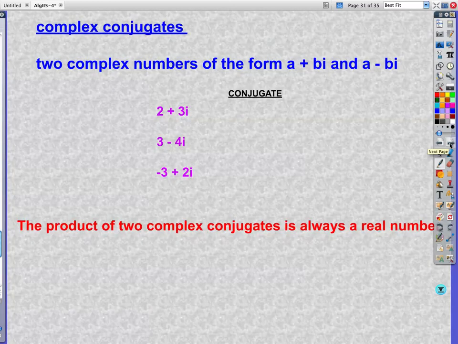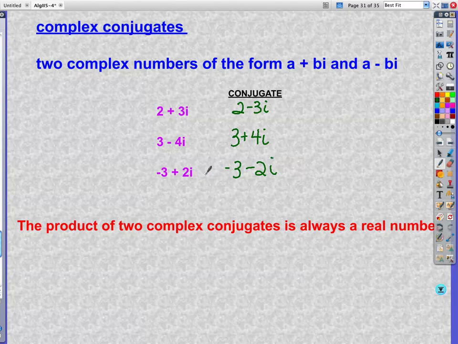Okay, complex conjugates. Two complex numbers of the form a plus bi and a minus bi. So if you have 2 plus 3i, its conjugate is 2 minus 3i. If you see 3 minus 4i, the conjugate is 3 plus 4i. If you have negative 3 plus 2i, you write negative 3 minus 2i. Those are your conjugates. The product of two complex conjugates is always a real number, and that's the point.